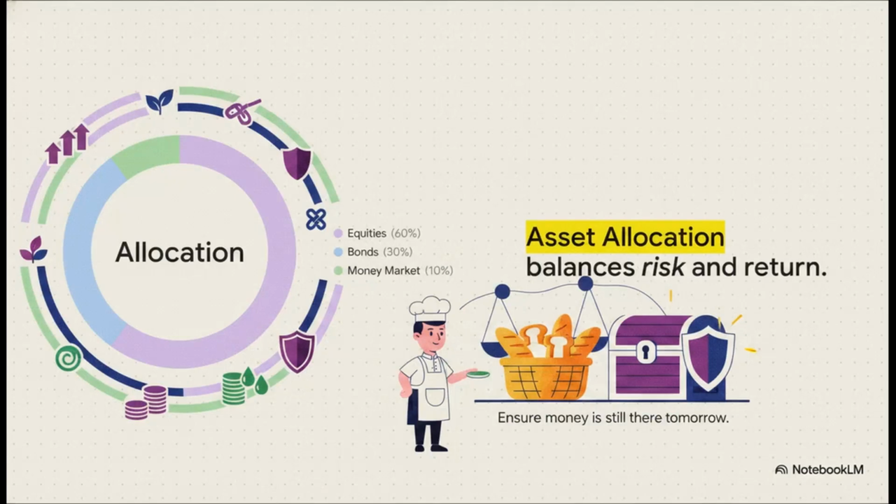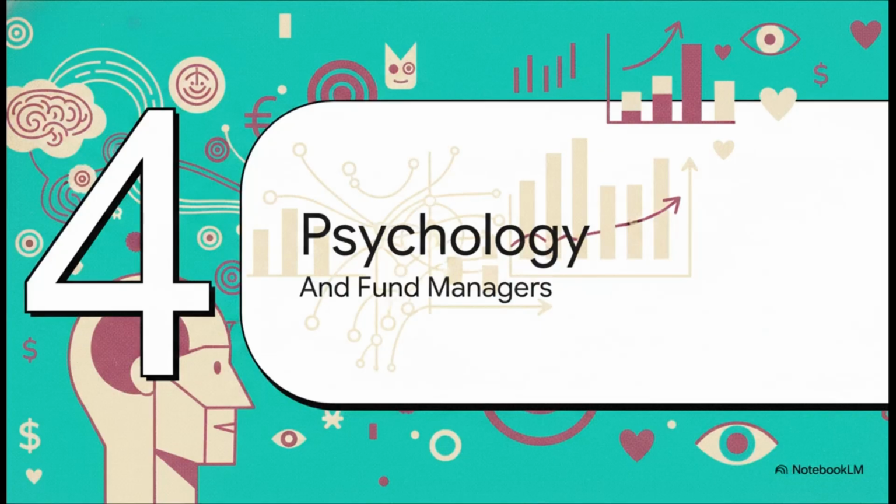So how do we actually apply that variance math in the real world? Through asset allocation. We divide the pie: we use equities for growth, bonds for stability, and money market instruments for liquidity. The expected return formula is simply the weighted average of these slices. By tweaking these weights, our bakery owner can perfectly balance their need to aggressively grow their nest egg with the very real need to ensure the money is still there tomorrow. Chapter 4, Psychology and Fund Managers.